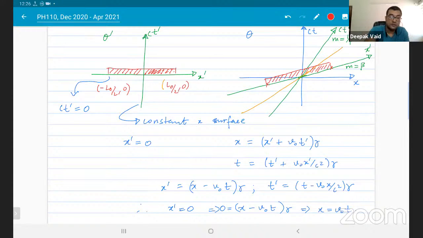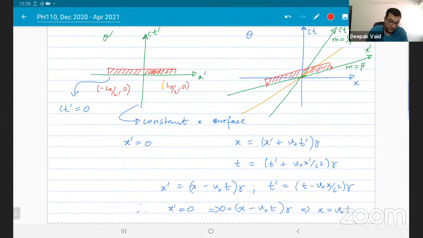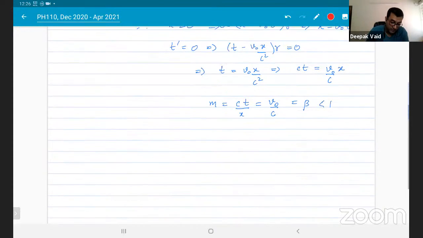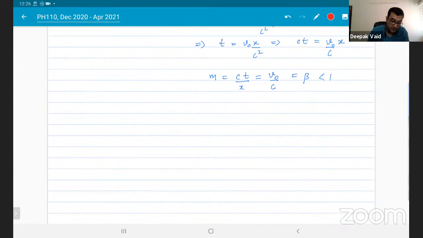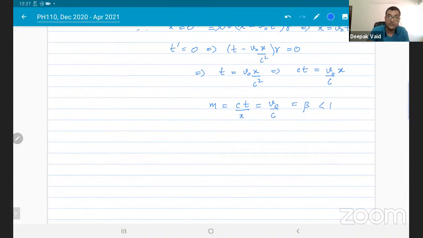Now let's ask what is the length of this rod as measured by O. So how should O make a measurement of the length of this rod? So let us look at this Lorentz transformation again and ask what happens.